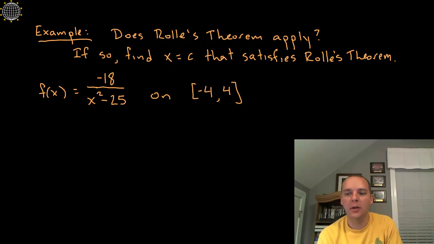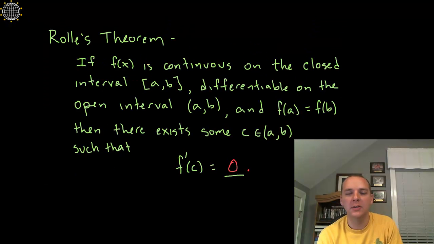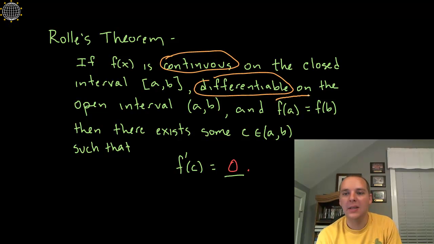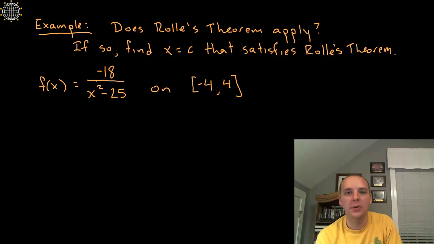Now, if we remember real quickly what Rolle's theorem actually says, it says if your function's continuous on a closed interval and it's differentiable on that open interval, and the starting y value matches the ending y value, then there has to be some value on the interval from a to b such that the derivative there is 0. So you really have these three things: continuity, differentiability, and the beginning y value matching the ending y value. Those are the three criteria to satisfy Rolle's theorem. So let's see if that's true here.